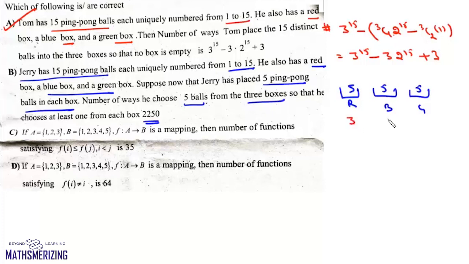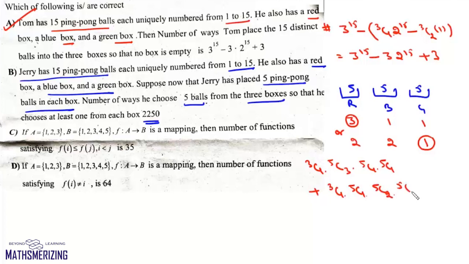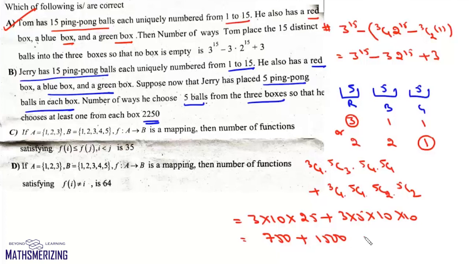So it can be 3, 1, 1 or 2, 2, 1. Now first we'll select the box from which we'll draw these 3 balls. So it will be 3C1, and from this box we have to select 3 balls. It will be 5C3 into 5C1 into 5C1, plus, now for this one we'll select the one box where we'll draw this one ball. It will be 3C1 into 5C1 and then 5C2 into 5C2. So it will be 3 into 10 into 25. Now this is 3 into 5 into 10 into 10, which is 750, plus 1500, which is 2250. That means this option B is also correct.